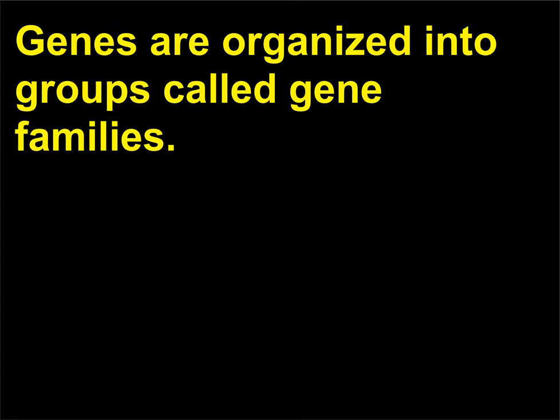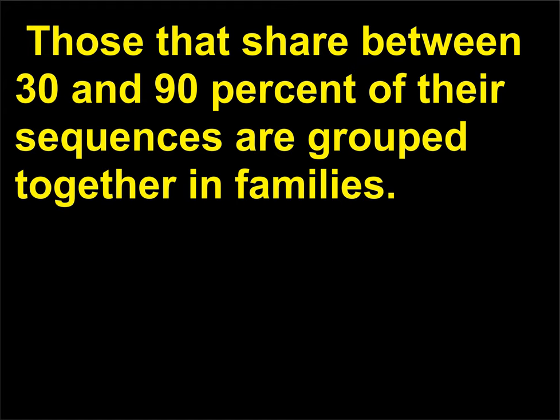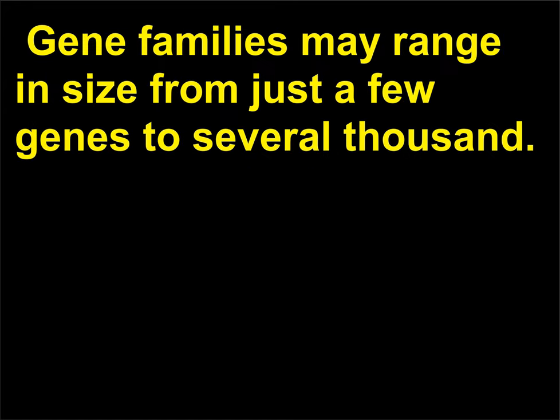Genes are organized into groups called gene families. Many genes have overlapping sequences with each other. Those that share between 30 and 90% of their sequences are grouped together in families. Gene families may range in size from just a few genes to several thousand.